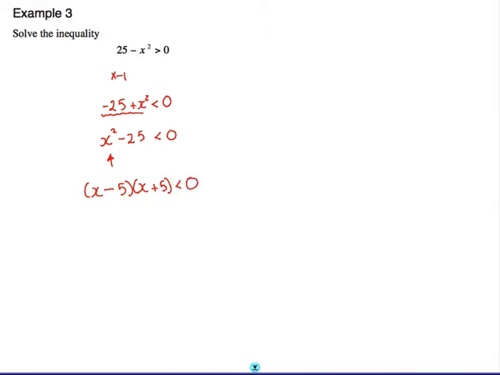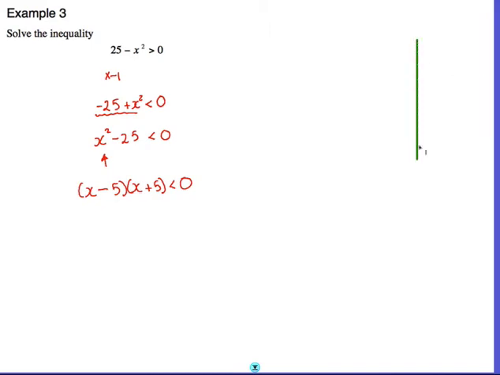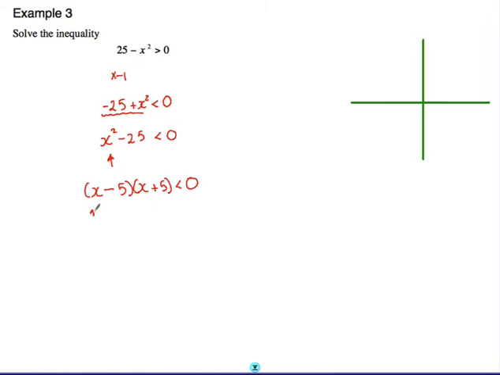So our roots are when x is 5 and when x is minus 5. Now this is the quadratic that we drew, and it's going to look something like this. Now, for what values of x, we're going to start answering the question now. For what values of x is x squared minus 25 less than 0?